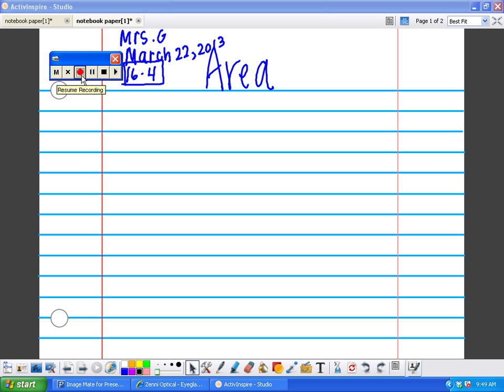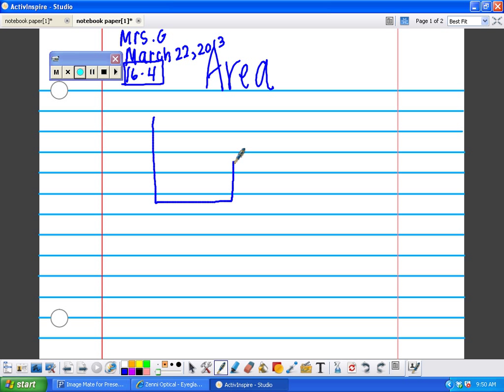Today we're going to be talking about something very similar to perimeter. Yesterday we talked about perimeter. Really quick, let's review what perimeter is. Let's draw a picture frame. And let's talk about where the perimeter is of the picture frame.